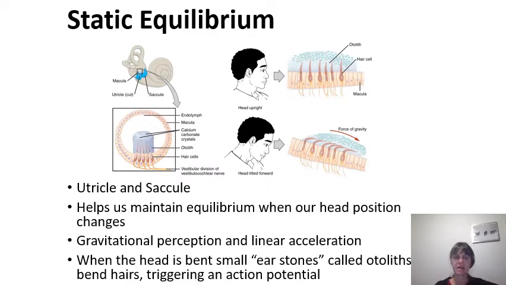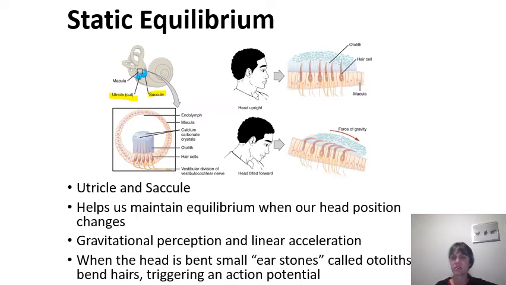And these portions of the vestibule help us maintain equilibrium whenever our head position changes. So any kind of gravitational perception, linear acceleration or deceleration is going to occur because of these particular structures within the vestibule. Again, the utricle and the saccule collectively are called the maculae.